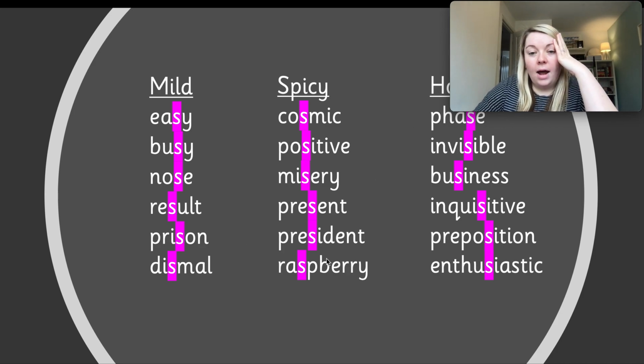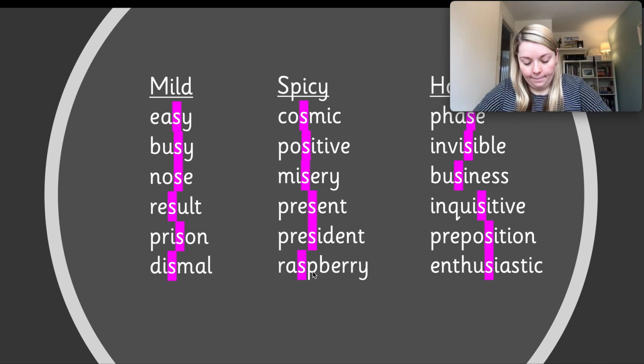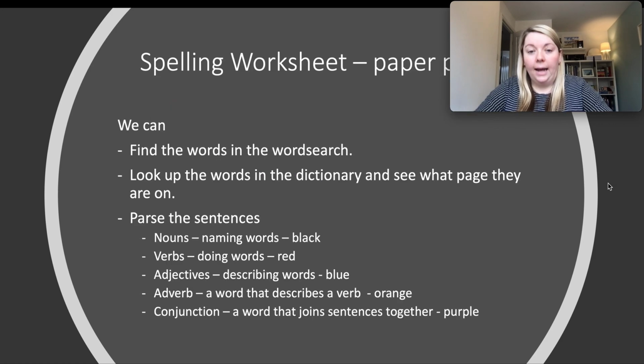Also, in raspberry, remember the P. It can be easy to forget because you might not say it properly. And in business, remember your I, because it can be easy to just say business and forget your I when you're sounding it out. So have a little go at your worksheet now.